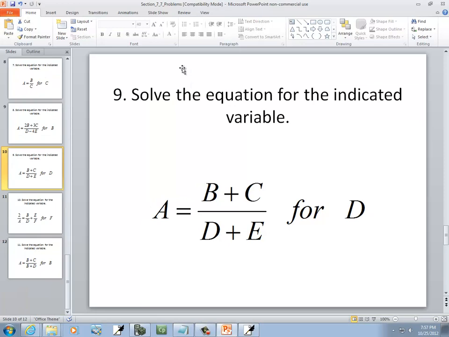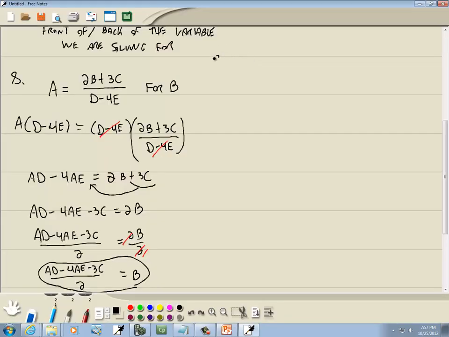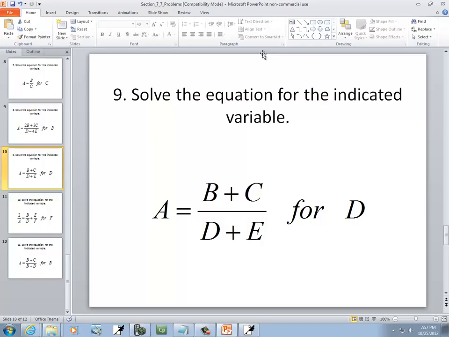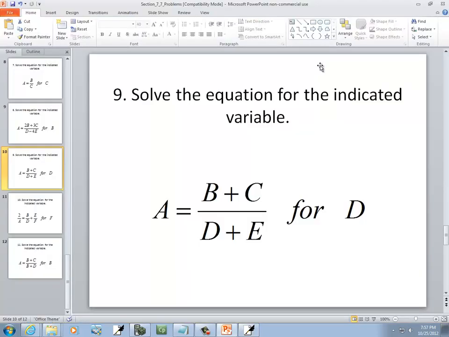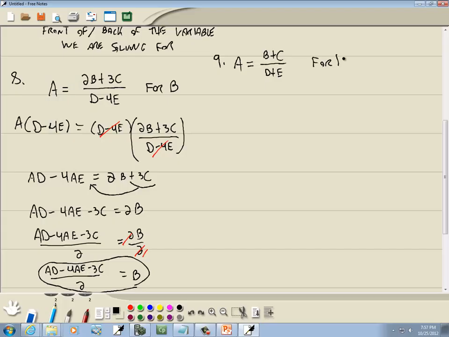Let's look at number 9. We've got A equals B plus C over D plus E. And we're solving for D, as in David. Okay, first step, get rid of parentheses. Don't have any. Second step, get rid of fractions. Multiply everything by the LCM of all your denominators. I only have one denominator, so that is our LCM. So we'll multiply both sides by D plus E.